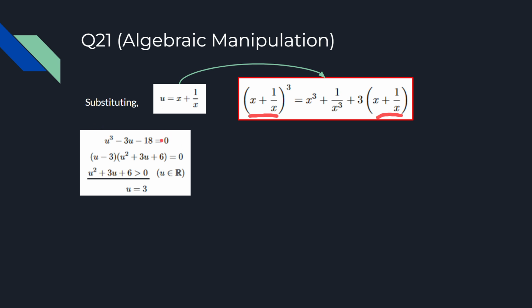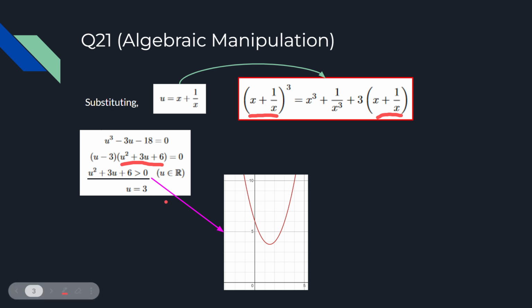So I now realize that I can actually factorize this to get u minus 3 times u squared plus 3u plus 6 equals to 0. So now I think to myself, what does this return? And it turns out that this is always positive. This function always returns a positive value. And if I graph it out, I obtain this result. Notice how this is the x-axis and all the values are always above the x-axis, so it's always positive.